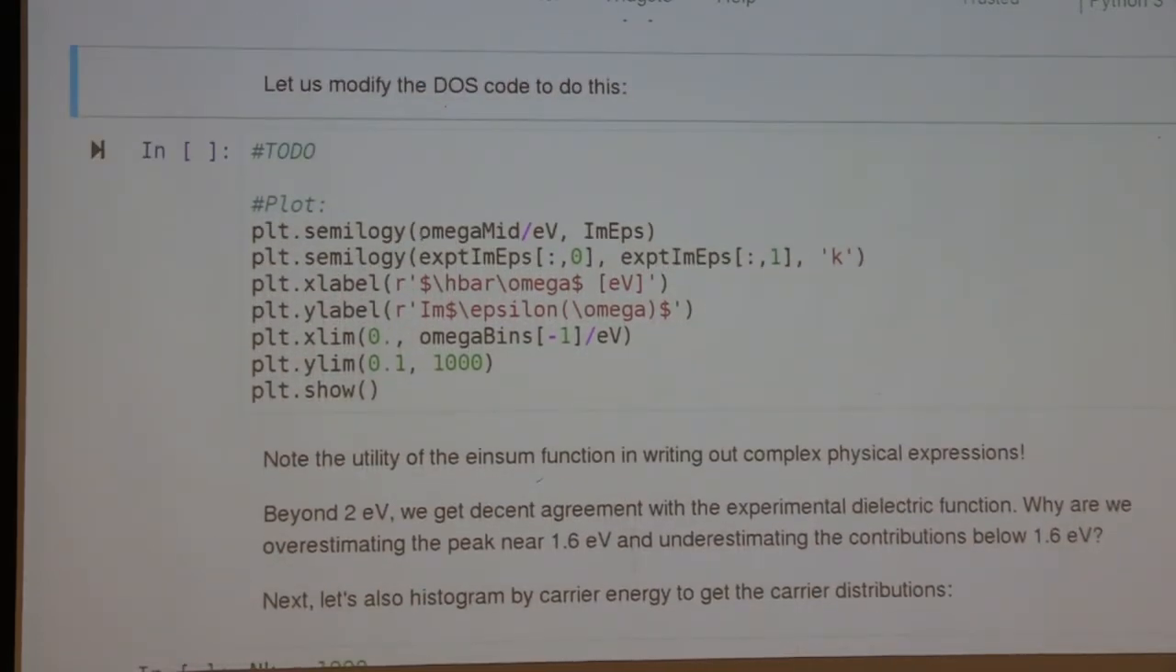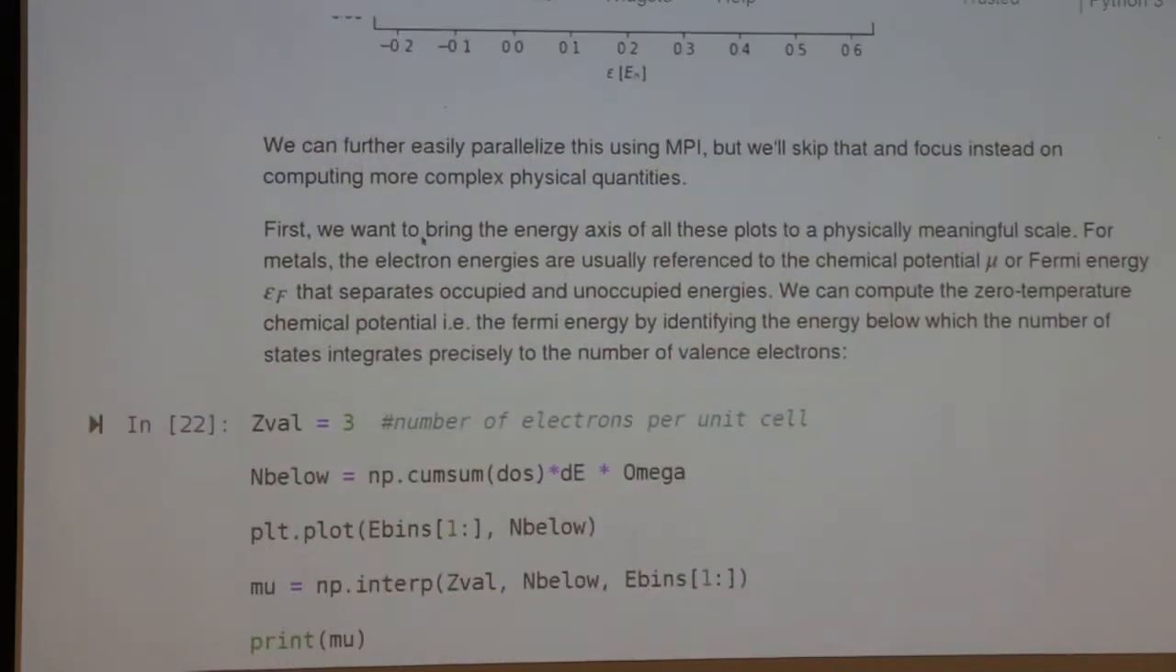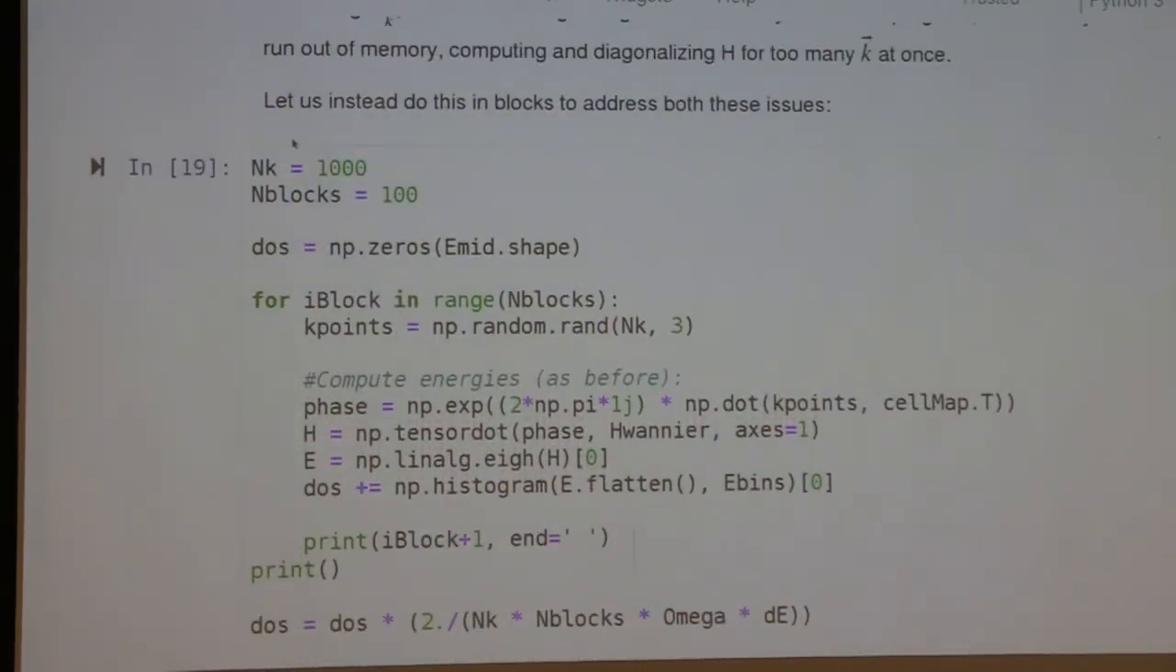Okay, so we are going to start with the density of states code again. So we're going to have that same blocked structure. So I will copy that over. So that's going to be our starting point.